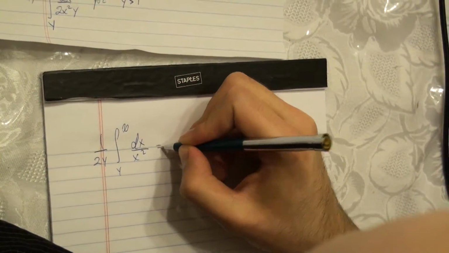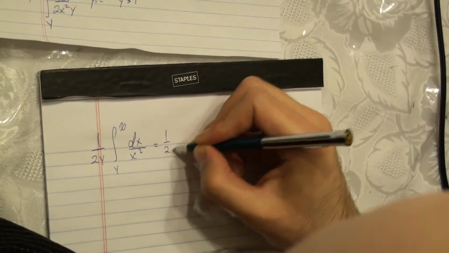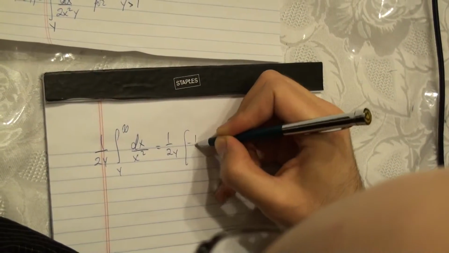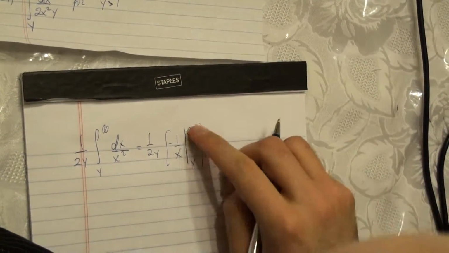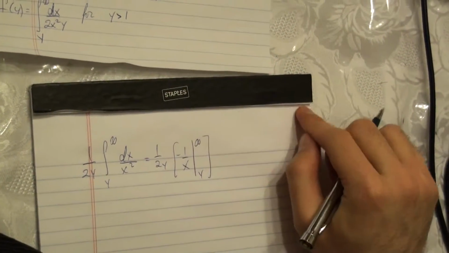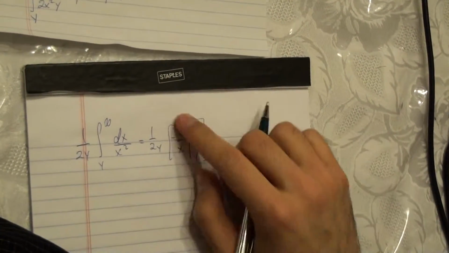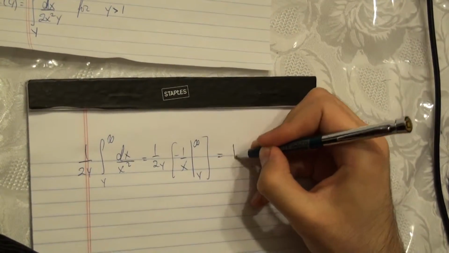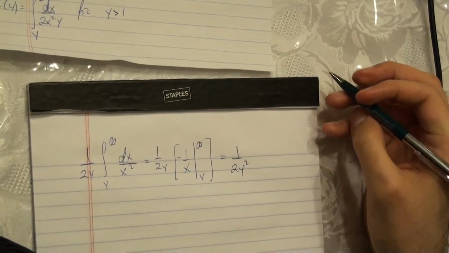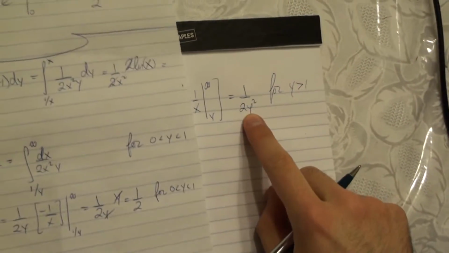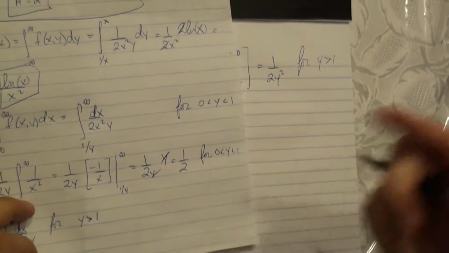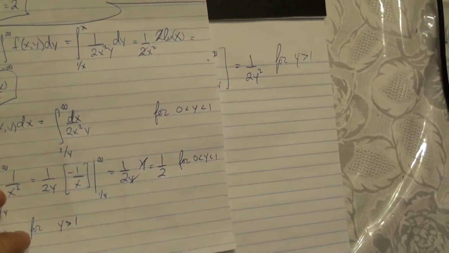Right. So now we have 1 over 2y times negative 1 over x evaluated between y and infinity. So infinity goes to 0, but then we have minus minus, which becomes plus 1 over y. So we're left with 1 over 2y squared, and this is for y greater than 1. Notice, at y equals 1, this is 1 half.